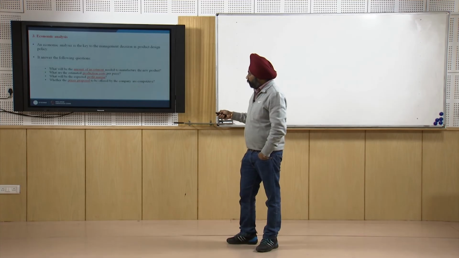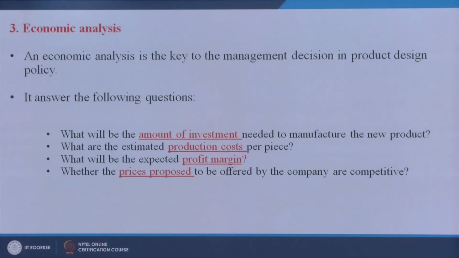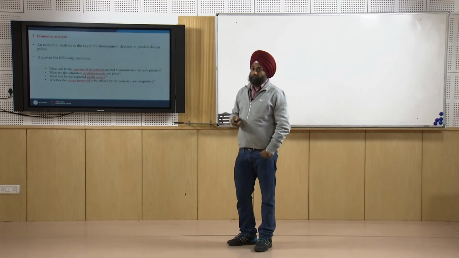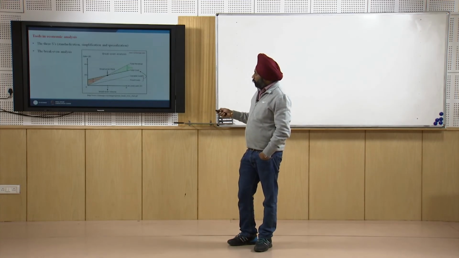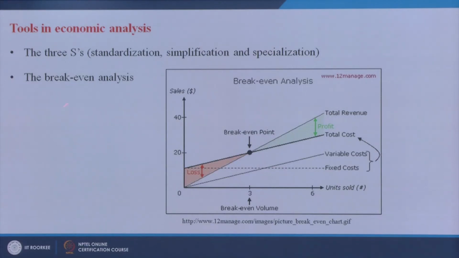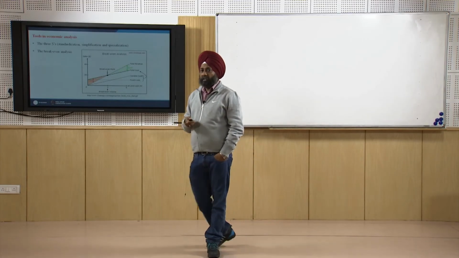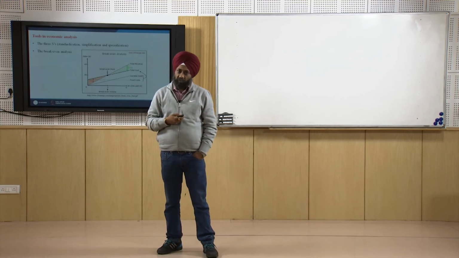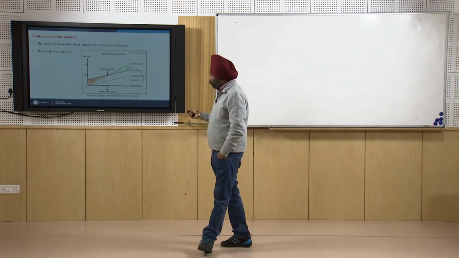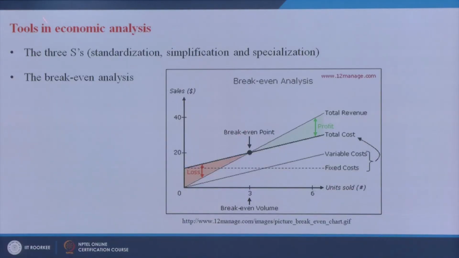That is, what will be the amount of investment, production cost per piece, what would be the predicted profit margin, and what are the prices proposed and how competitive they are with the prices of the other products or the competitive products. Now these are the tools in economic analysis. Many times we use break-even analysis as an engineering tool. It is taught in various engineering economy courses across our engineering curriculum. Most common tool, break-even point. So during economic analysis we can even do the break-even analysis.